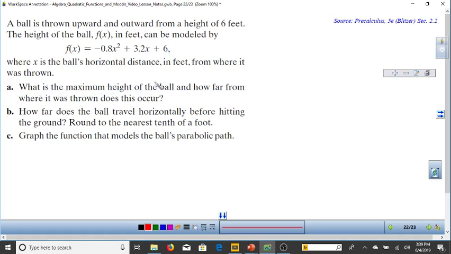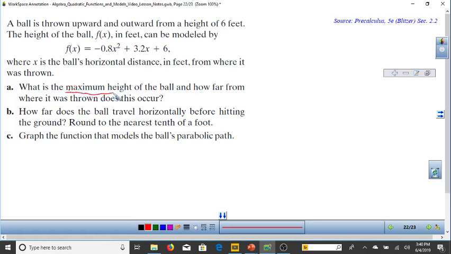A, what is the maximum height of the ball and how far from where it is thrown does this occur? B, how far does the ball travel horizontally before hitting the ground again? And C, graph the function, the path. So let's start off. For part A, they're asking for the maximum height and where it occurs.